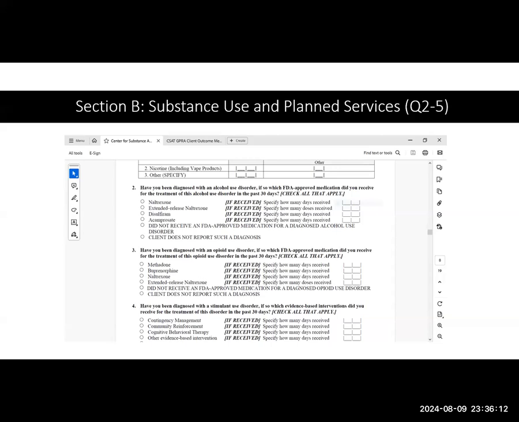For medications received, please indicate how many days or doses they received in medication. If they didn't receive a medication in the past 30 days or don't report having ever been diagnosed, check the appropriate response category and move on to the next question.